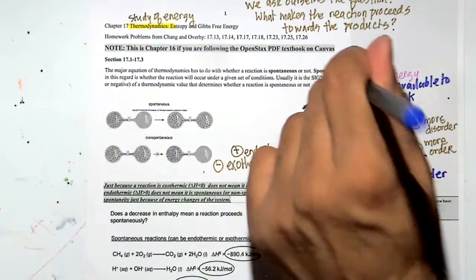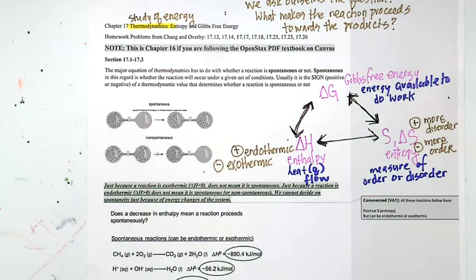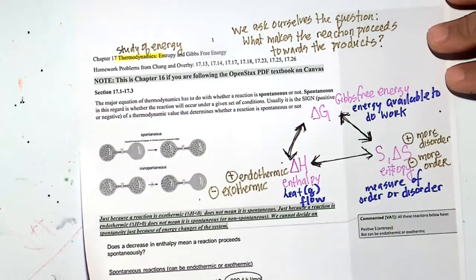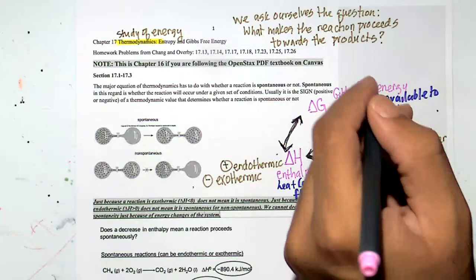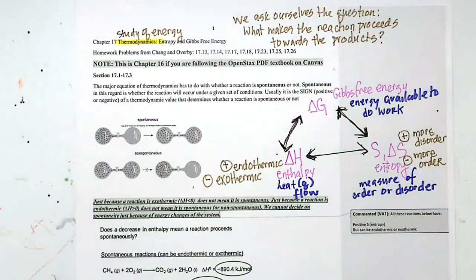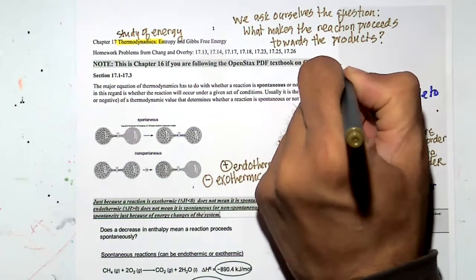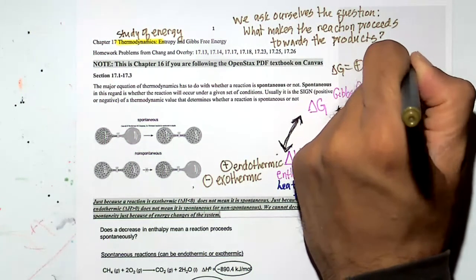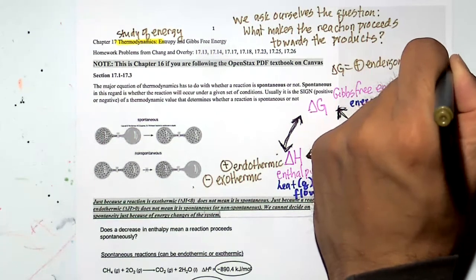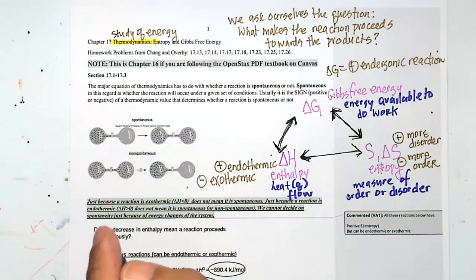So this is the final parameter that determines whether the reaction is going to go to products or not. That's the final judge. If that delta G is positive, we call that an endergonic reaction. And that means no, it cannot go to products.